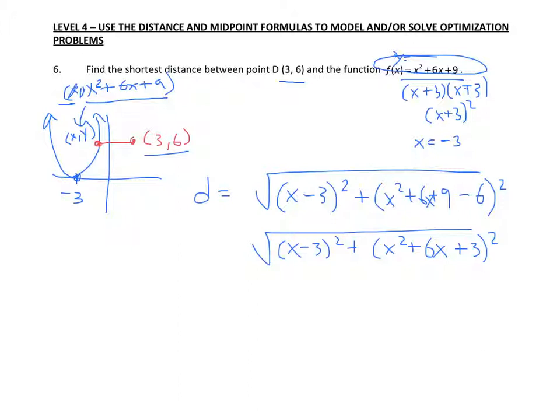So plug that into your calculator, take a look at the graph, and you get a weird graph that kind of looks like this. And this function represents the distance from the point 3, 6 to any point on the graph of that parabola. And if we want the shortest distance, we want to find the minimum point on this graph. So use your calculator to find the minimum.